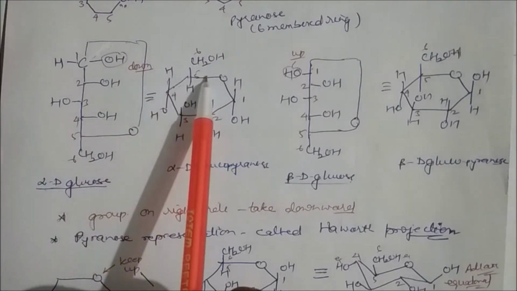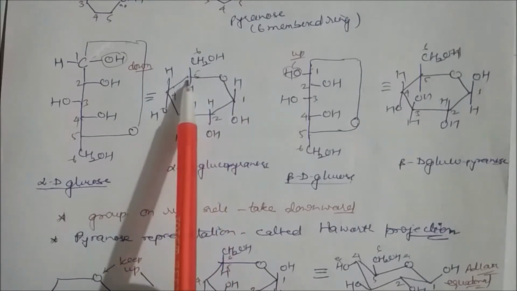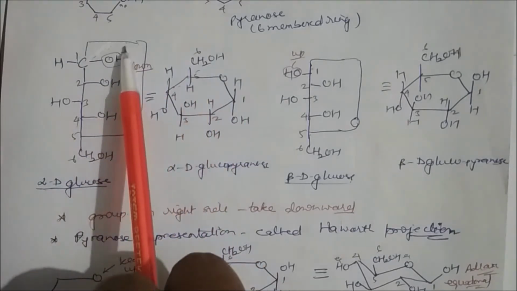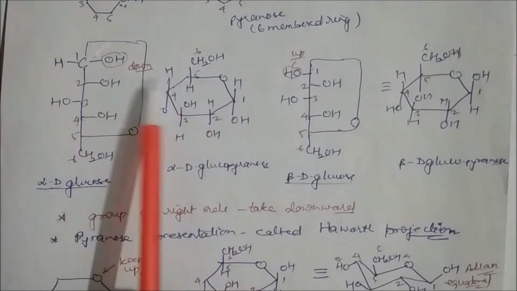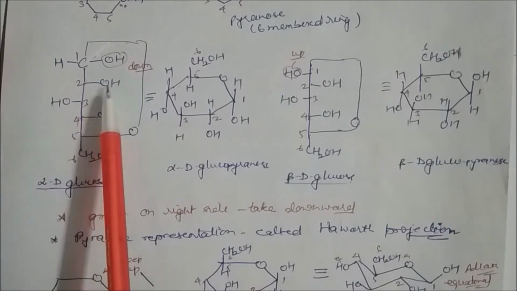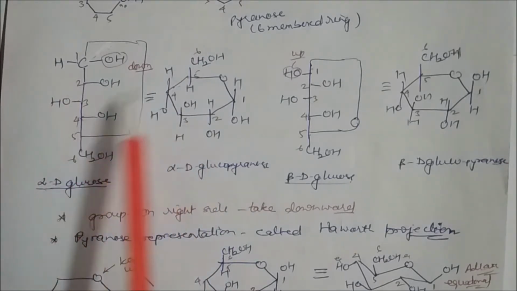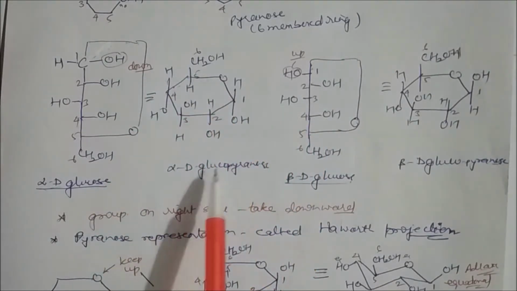First you draw this ring, put oxygen on this side, and this is your fifth carbon attached with the CH2OH in the upward direction. Now we start from here. This OH is down, then the second is again down, this OH is up, again this is down, and then CH2OH. Similarly, in this structure, this is alpha D-glucopyranose, the 6-member ring.